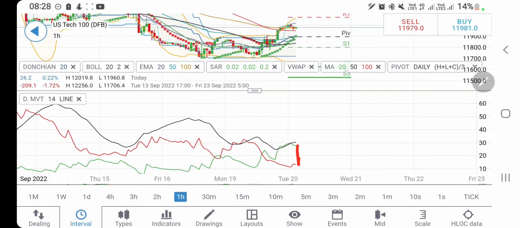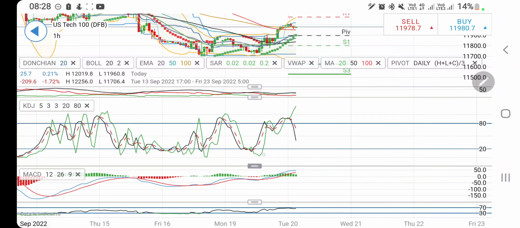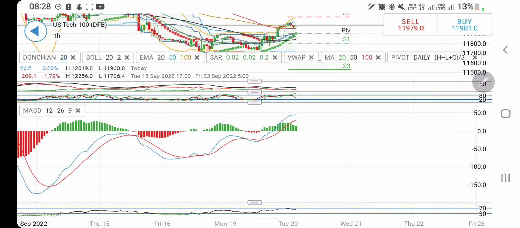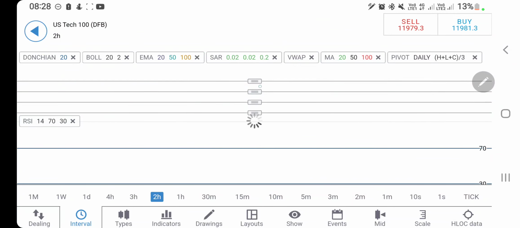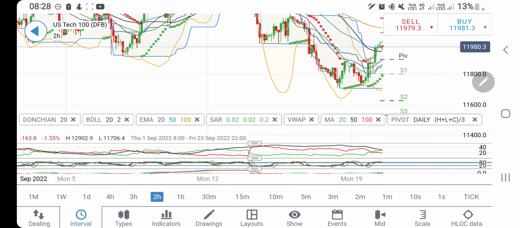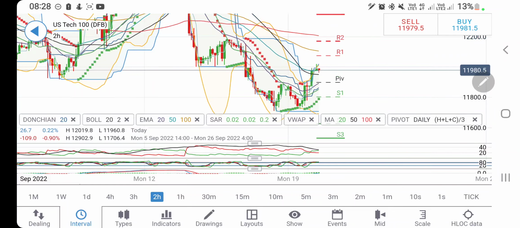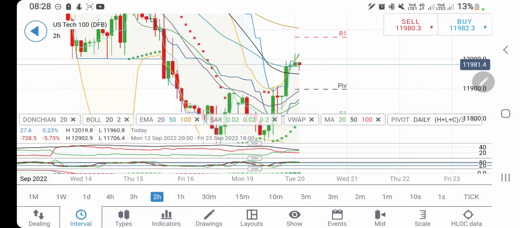The directional movement here is bullish. The stochastic is looking downwards here. The MACD is again trying to converge. It is trading in green. The RSI is trading near the top there. If you look at the 2-hour charts, so far it is trading bullish in this channel. And once it drops below 11,900, definitely it will call for a good drop.